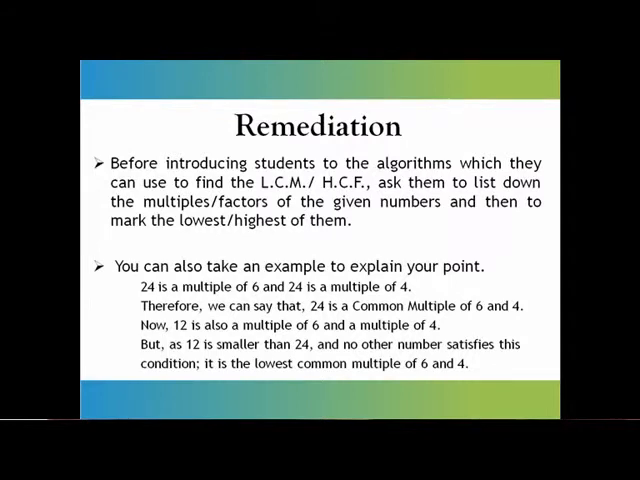For example, 24 is a multiple of 6 and 24 is a multiple of 4. Therefore, we can say that 24 is a common multiple of 6 and 4. Now, 12 is also a multiple of 6 and a multiple of 4. But as 12 is smaller than 24 and no other number satisfies this condition, we can say that it is the lowest common multiple of 6 and 4.